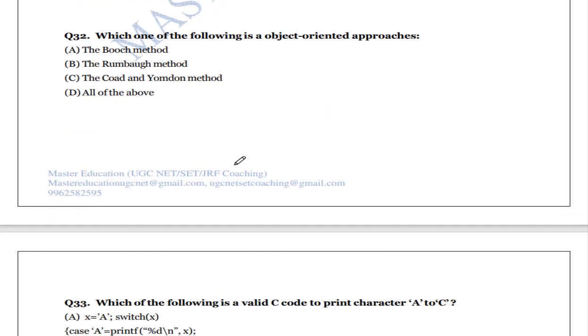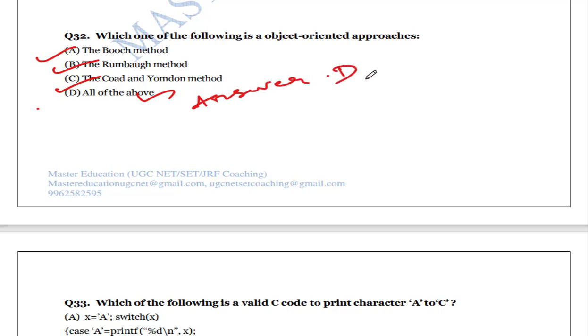The next one, which one of the following is an object oriented approach? In an OOAD book we used to study the Booch method, Rumbaugh method, Coad and Yourdon method. So option D, all the above, is the answer.